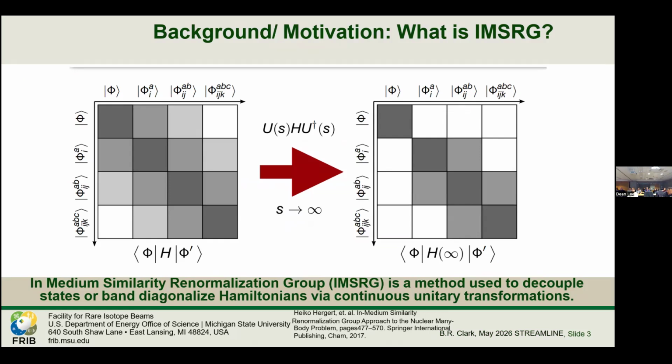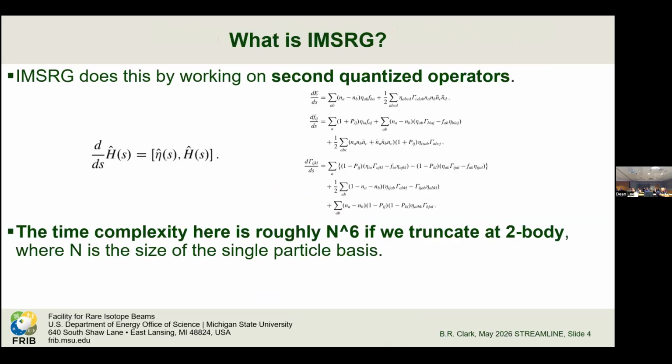So IMSRG is a method to continuously apply a unitary transformation to a Hamiltonian to make it in a basis that's nicer for you. So maybe that means band diagonalizing or block diagonalizing, as you see in this picture, where you have a block diagonalized Hamiltonian. And one of the reasons in-medium SRG specifically is really nice is because it can do this while working on the operators themselves, not working in the many-body space, which is very expensive to build.